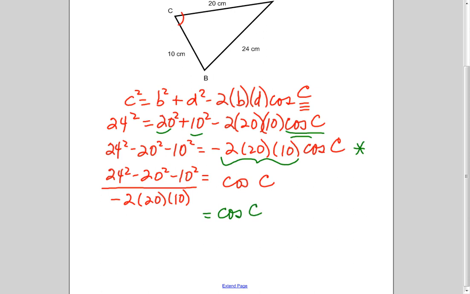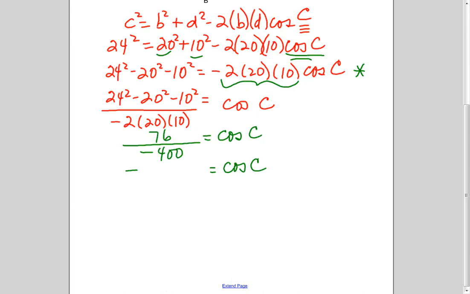24 squared minus 20 squared minus 10 squared is 76. And negative 2 times 20 times 10 is negative 400. I am going to get a negative decimal for the left side. Would that give me an acute answer or an obtuse? All right, let's find angle C.